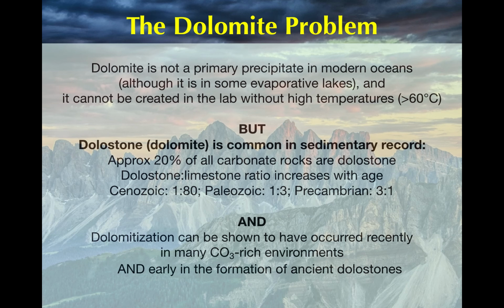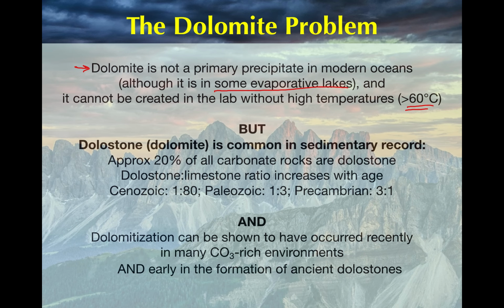Hence, we have something called the dolomite problem. Dolomite is not a primary precipitate in modern oceans, although some lakes do precipitate dolomite directly. And it cannot be created in the lab without really high temperatures. If you heat up calcite and put it in the presence of some magnesium-rich fluids, then you can convert it to dolomite pretty readily. This is one way that dolomite forms, but it requires pretty deep burial to temperatures of 60 degrees or more to make it happen.